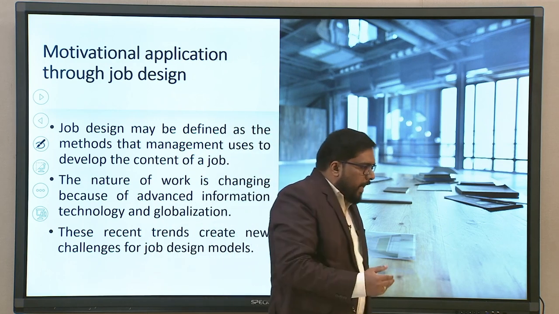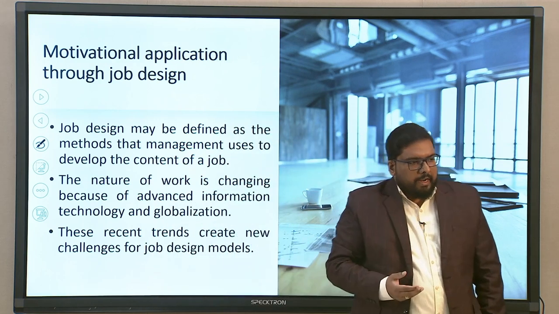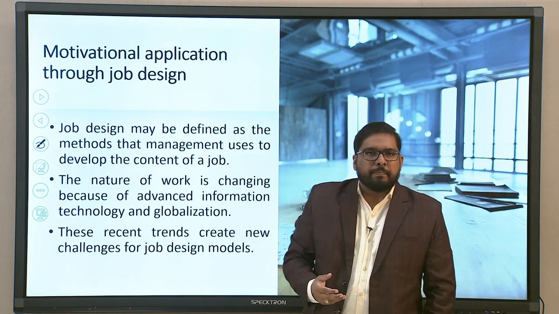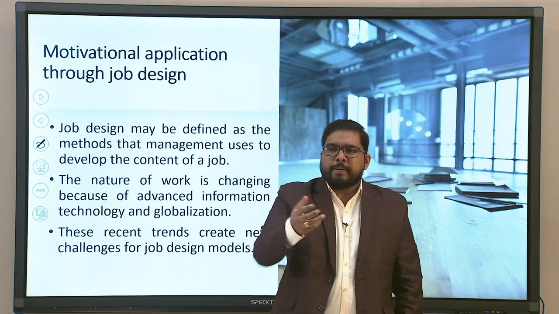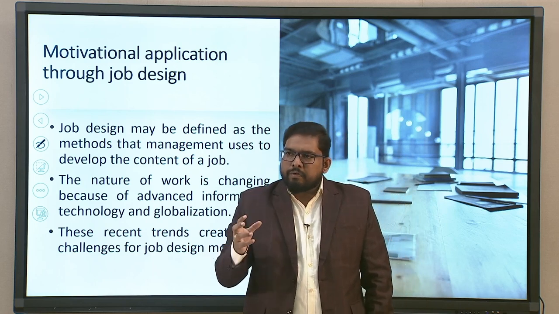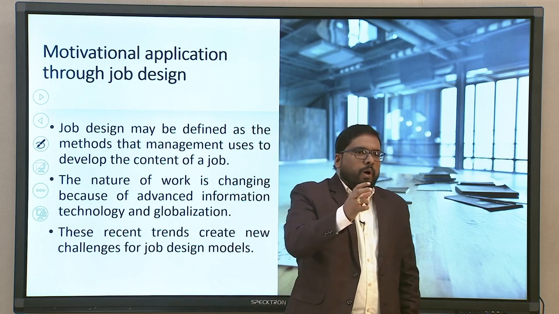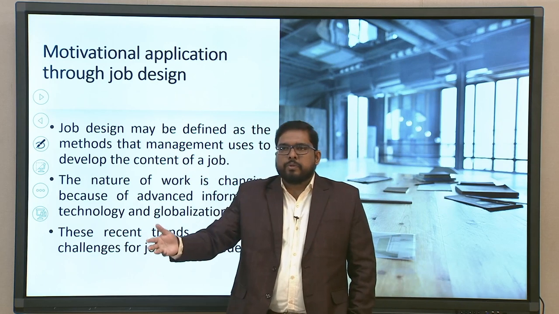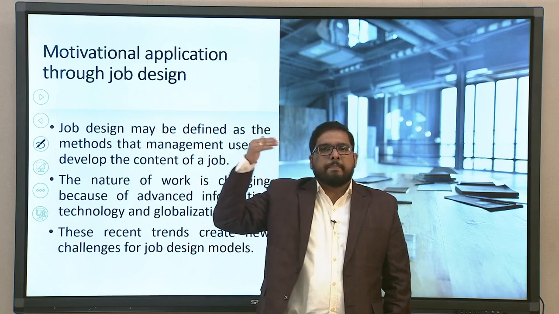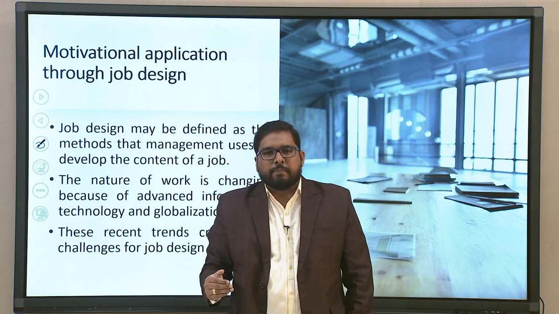There would be other aspects. If you are in sales, your content could be how to boost the sales revenue. Your content would be the sales penetration across a particular geographical area. Your content could be to look into what the competitors are up to. So all this could be the different content parameters within the job design model.